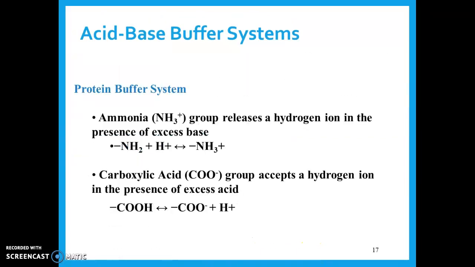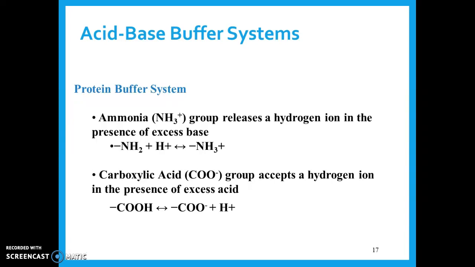Okay, last one is called the protein buffer system. So proteins are always going to have two components that are found inside of a protein. We know that proteins are made up of amino acids. So that's the building blocks that make up proteins. Each amino acid is going to contain an ammonia group and it's going to contain a carboxyl group.